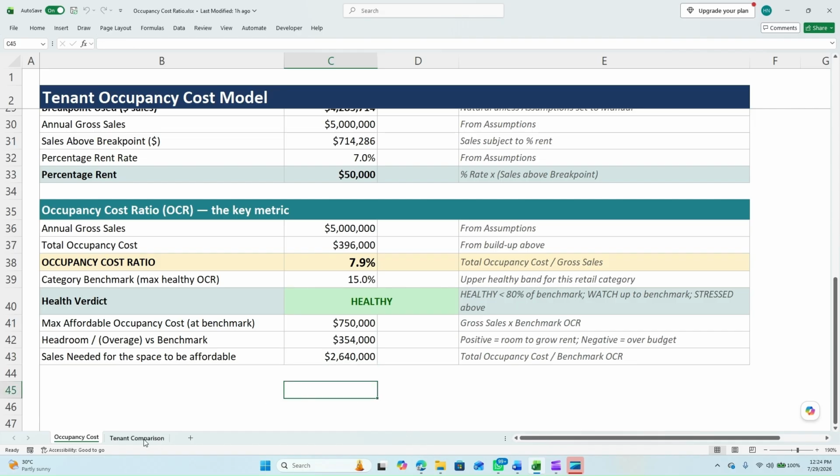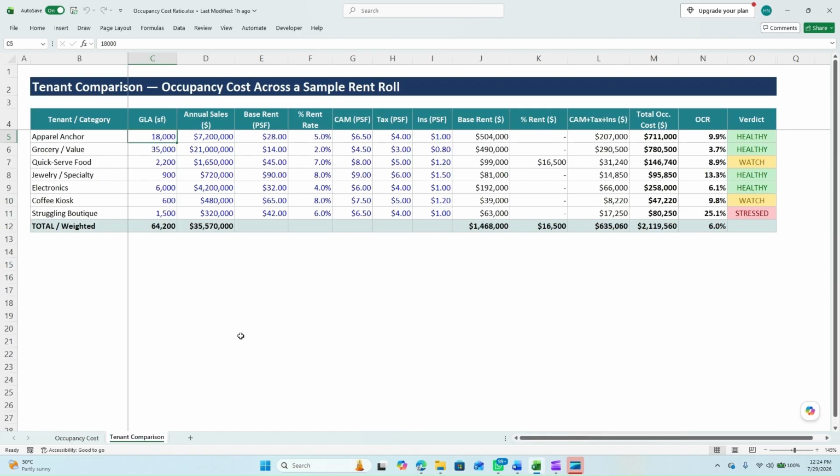Now, moving to the next tab, I'll show you how this translates into a larger property. The first tab was totally focused on one single tenant, but when we are analyzing a property, you'll have to see and ensure that all the tenants are viable and have a healthy occupancy cost ratio.